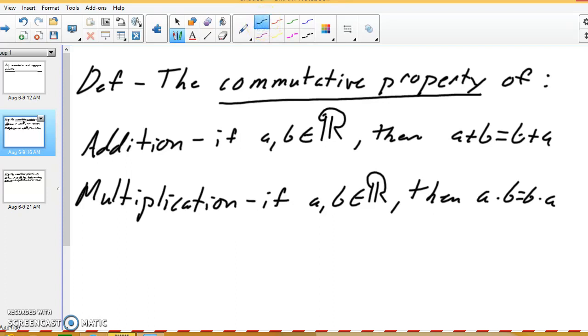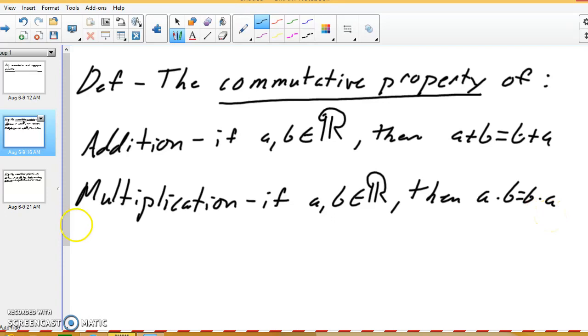The commutative property of addition is: if A and B are elements of the real numbers, then A plus B is equal to B plus A. Similarly, the commutative property of multiplication is: if A and B are elements of the real numbers, then A multiplied by B is equal to B multiplied by A.